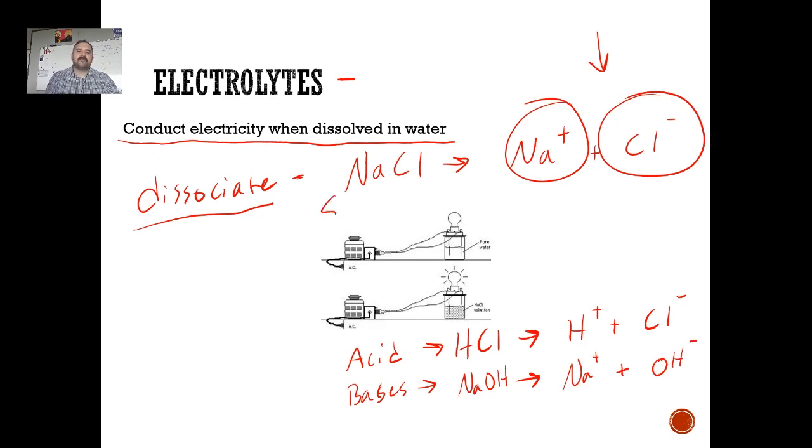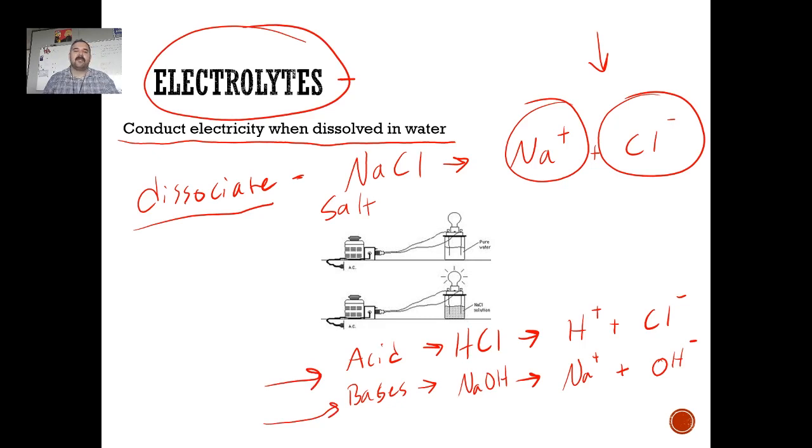So salts, which are ionic compounds, will dissociate to form electrolytes. Acids will dissociate to form electrolytes. And bases will dissociate to form electrolytes. So these are all things that are electrolytes. Acids, bases, and salts are all electrolytes. Notice how I didn't say sugar. Sugar will not conduct electricity.